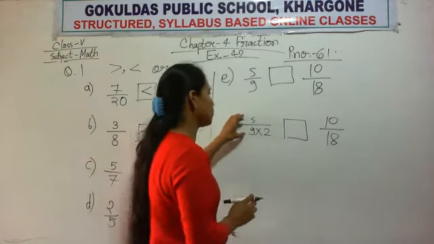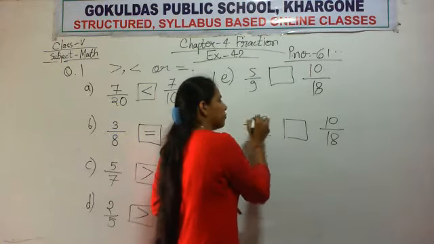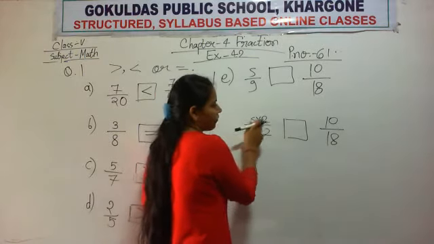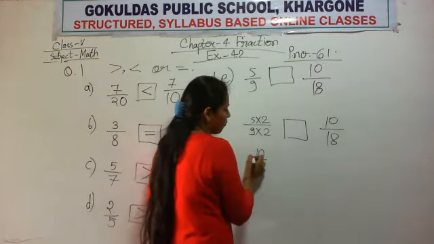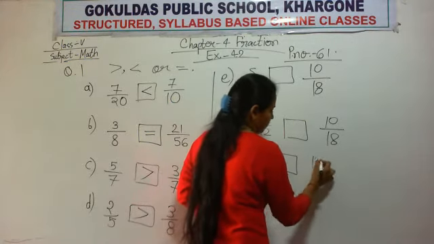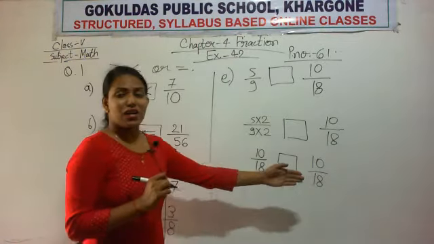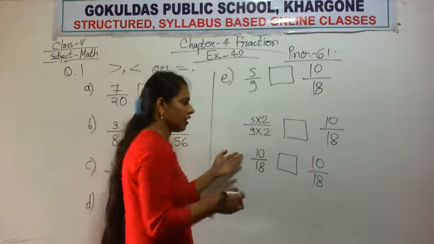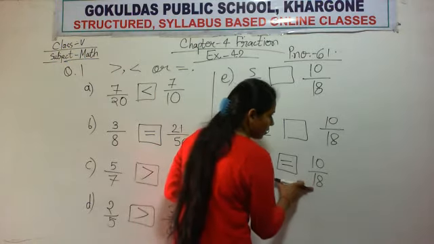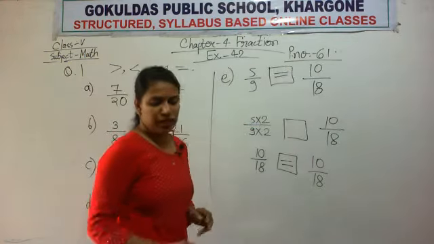Okay. Now come to this fraction. If I am multiplying by 2 in the denominator, then the same operation I need to apply in the numerator. So I will multiply 5 by 2 also. Now 5 into 2 gives 10 upon 9 into 2 gives 18. Now observe, both the numbers are equal. Why? Because both the numbers have 10 in the numerator and both have 18 in the denominator. So 5 upon 9 and 10 upon 18 are equal numbers.